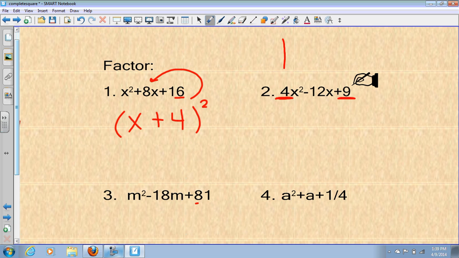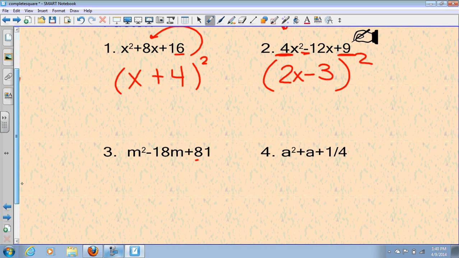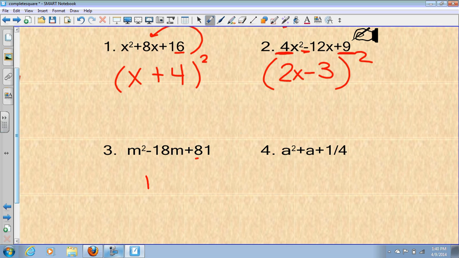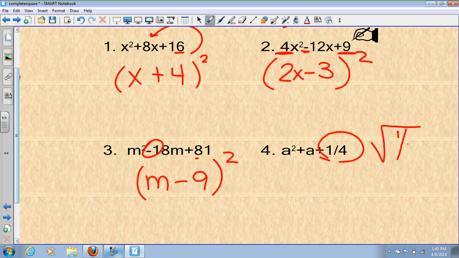Now this one has a 4x squared term and 9 is a term. 9 is a perfect square. Is my 4x squared a perfect square? Yes. What's the square root of 4? 2. So we have a 2x. This is negative, so it's going to be minus 3. 2x minus 3 squared. How about down here? The square root of 81 is 9, so it's going to be m minus 9, because this is a minus here, squared. Ooh, this is a fraction. Just FYI, because we're going to get into this. When you square root a fraction, it's the square root of 1 over the square root of 4, which would be 1/2.